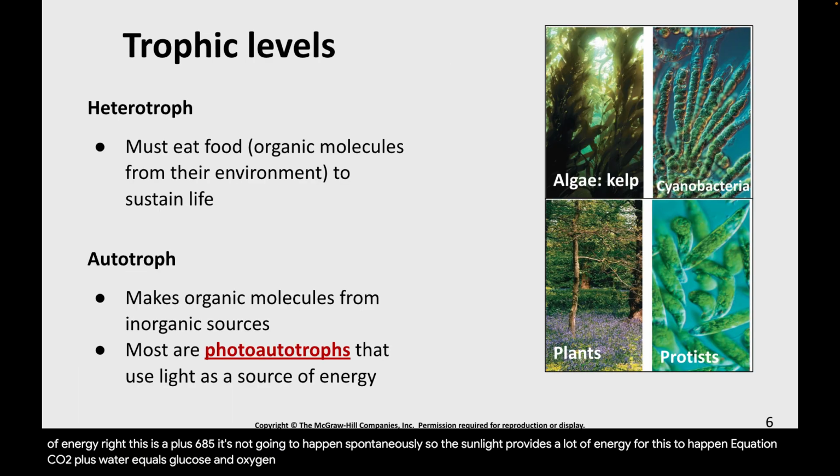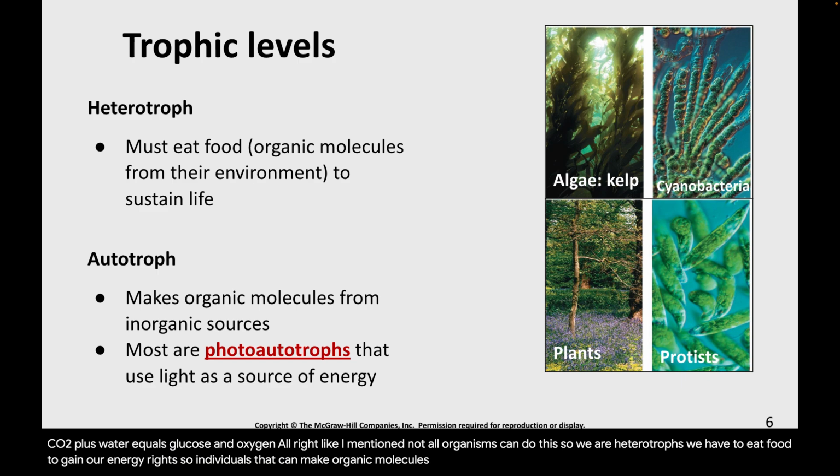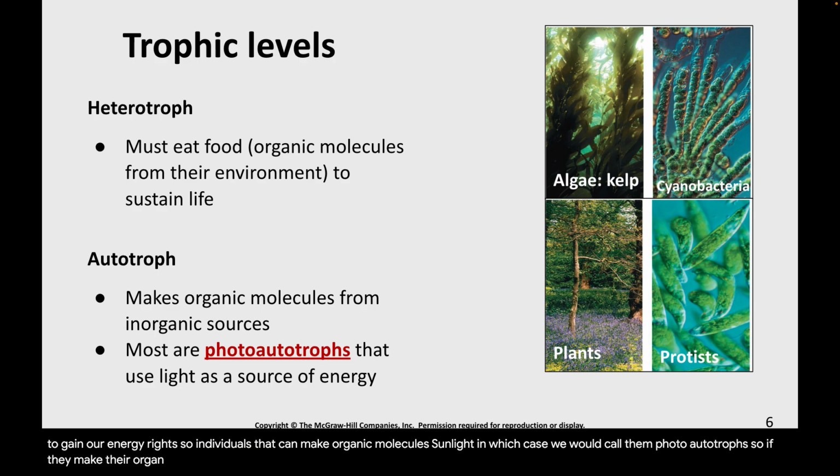All right, like I mentioned, not all organisms can do this. So we are heterotrophs, right? We have to eat food to gain our energy, right? There are autotrophs, so individuals that can make organic molecules from inorganic sources. Right? This can be from sunlight, in which case we would call them photoautotrophs. So if they make their organic molecules from the power of sunlight, they're a photoautotroph. There are also things like chemoautotrophs, which use chemicals in the environment to make their own energy.